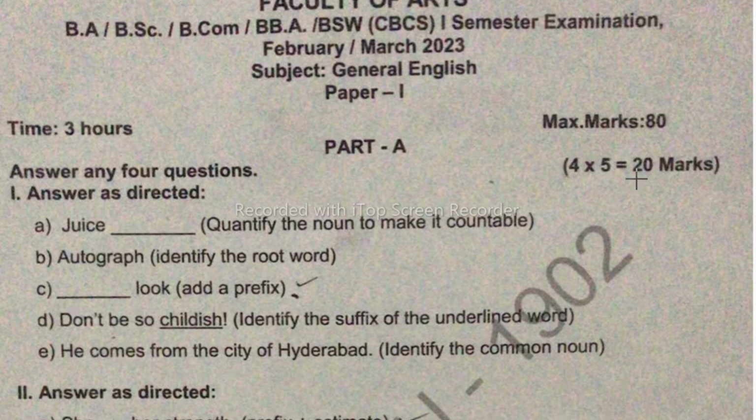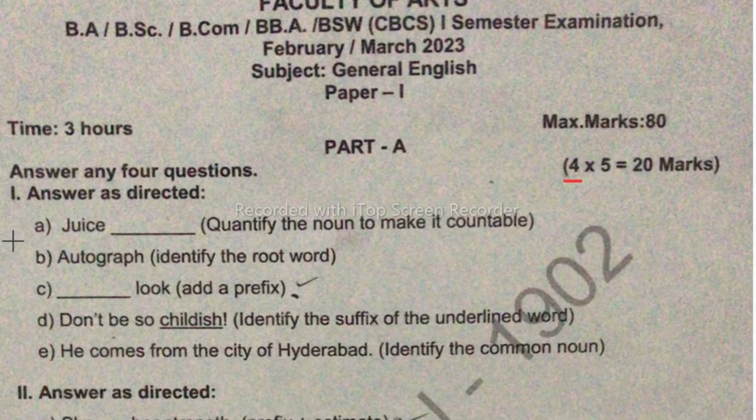Here, students, in Part A, you have to do 4 questions. Each question carries 5 marks, that will be 20 marks. Answer any 4 questions means 4 bits they are asking here, not A B C D. Answer any 4 bits out of 6 bits. In each bit you have to write all the 5 questions.